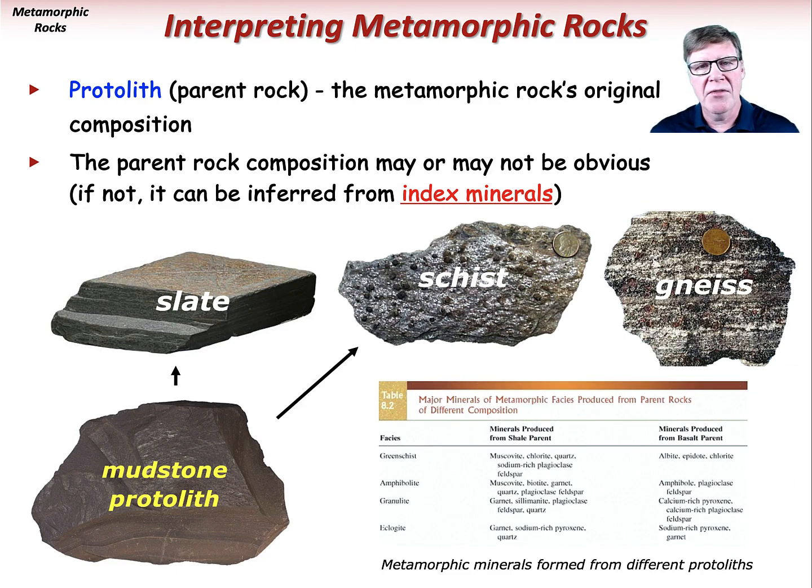Index minerals like muscovite, garnet, sillimanite, etc. are commonly formed in rocks having protoliths like mudstone.